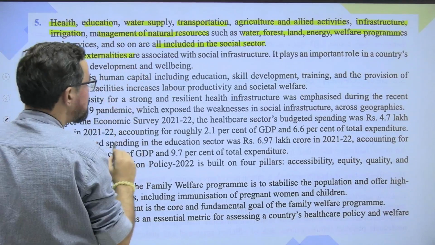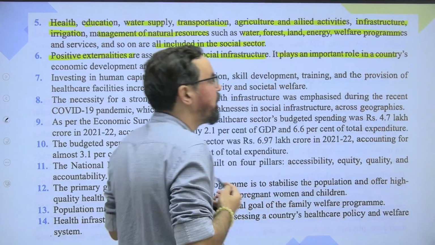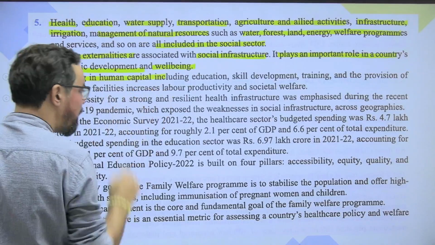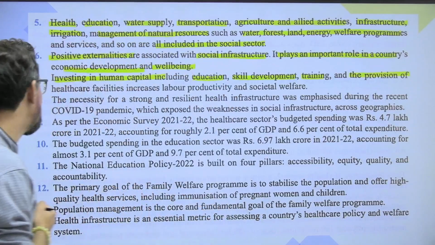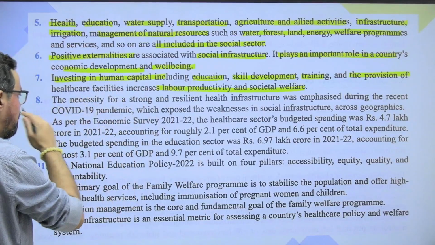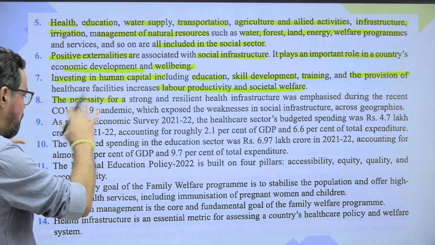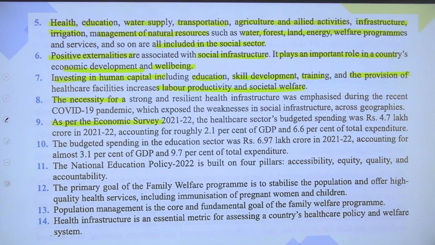Positive externalities are associated with social infrastructure. It plays an important role in a country's economic development and well-being. Investing in human capital, including education, skill development, training, and the provision of healthcare facilities, increases labor productivity and social welfare. The necessity for a strong and resilient health structure was emphasized during the recent COVID-19 pandemic. So जहाँ पे हमने बहुत सारी चीजें समझी, ठीक है. As per the Economic Survey 21-22, the healthcare sector budget targeted was 4.7 lakh crores.